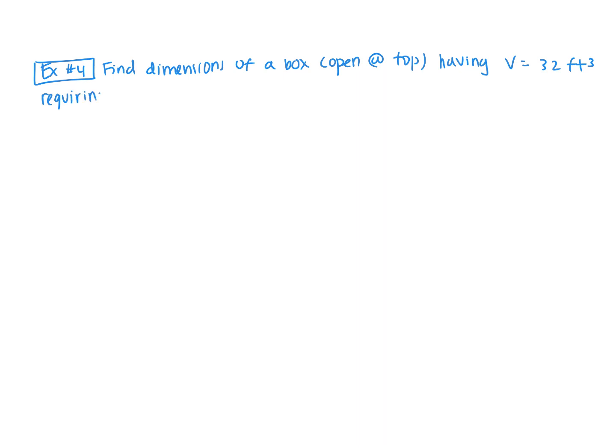We are going to find the dimensions of a box, one that is open at the top, having a volume that is equal to 32 cubic feet, requiring the least amount of material. Okay, so we have some box like this, dimensions being x, y, z.